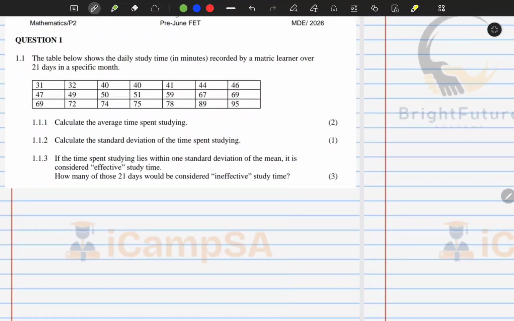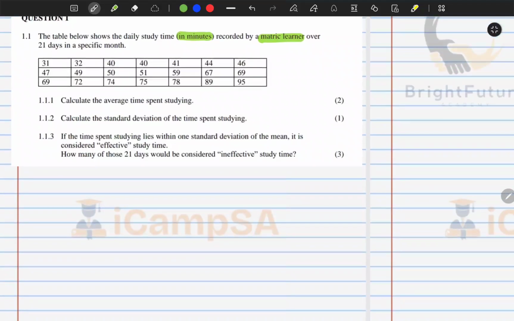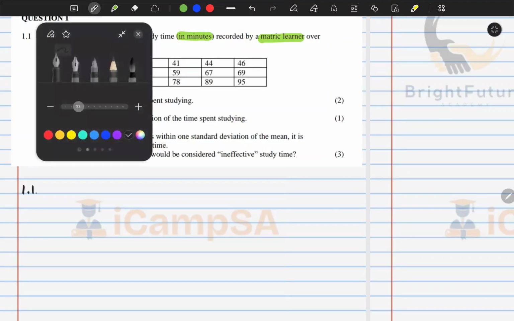Question 1 reads, the table below shows the daily study time in minutes recorded by a Matric learner over a duration of 21 days in a specific month. So this is how long they studied per day. Then we are required, in 1.1, to calculate the average time spent studying.